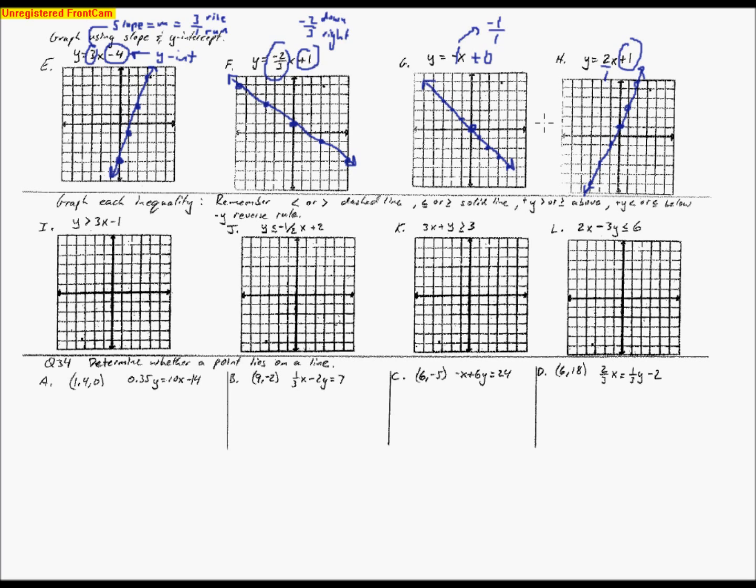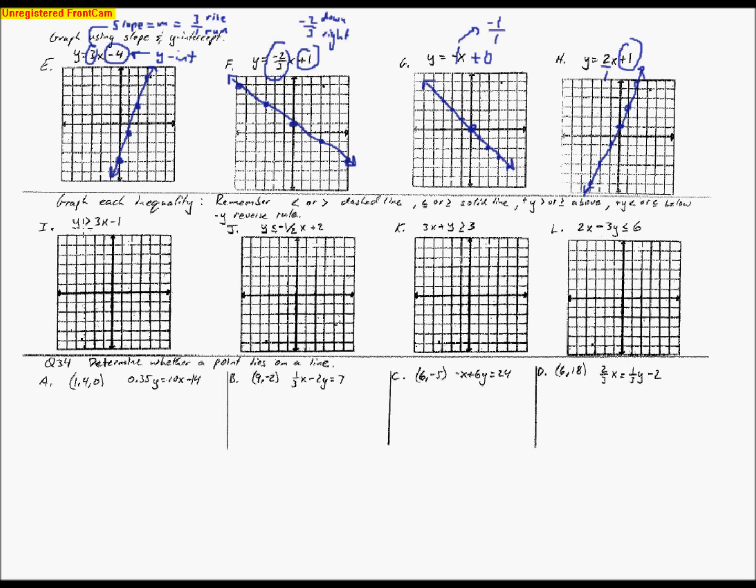Let's take a look at some inequalities. We talked about having to do those. And I even gave you the rule about what to do to shade. Remember, less than or greater than, we have a dashed line. Having the line underneath means the line equals, so that's why it's a solid line. Positive y greater than or equal to is above the line. Positive y less than or equal to is below.